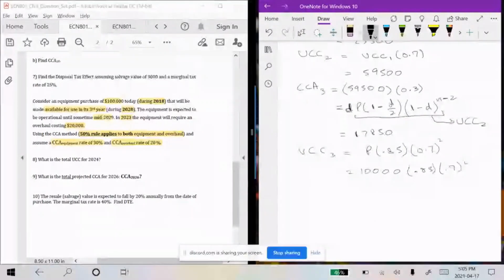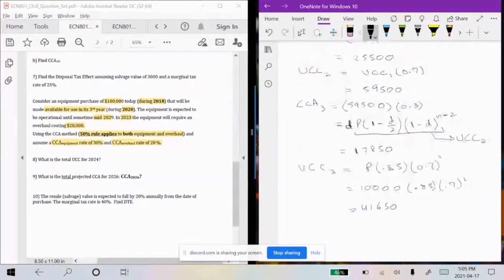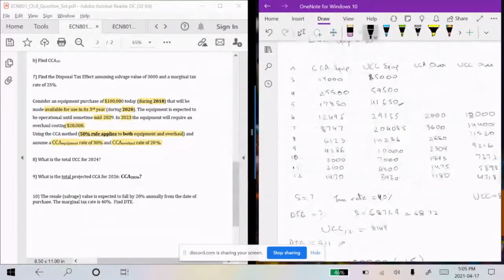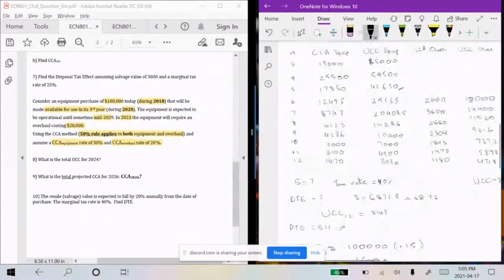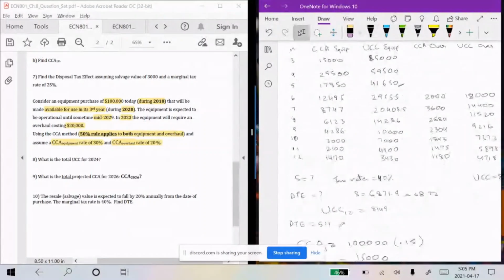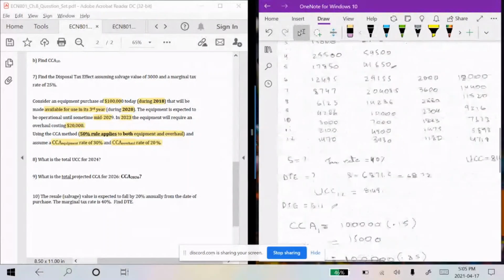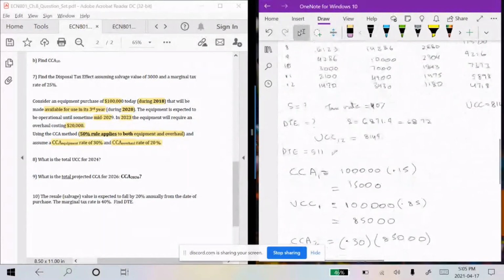Yeah, you get 41,650. That is the undepreciated value after the third period, right here. Okay, so yeah, this might look a bit tedious doing this for the whole thing, and I guess we've got like 3 hours in the paper, so it should be enough time. Anyway, what is the total UCC for 2024?